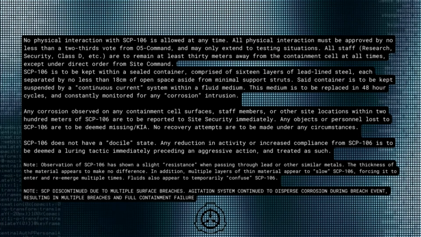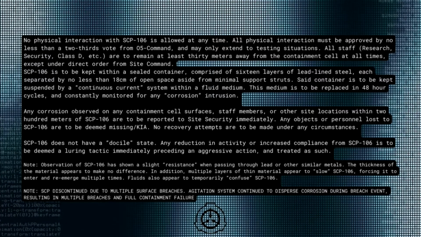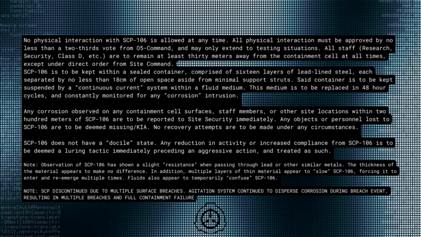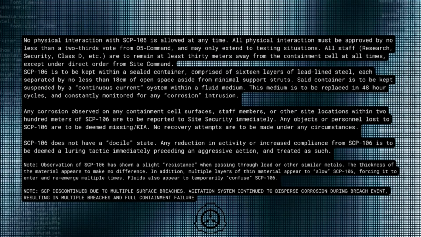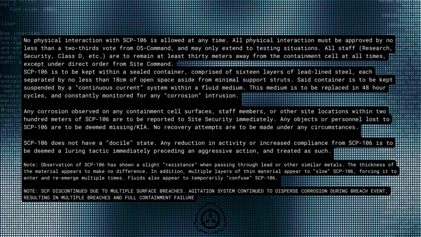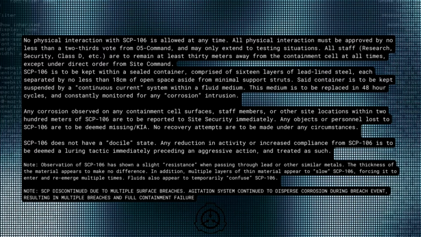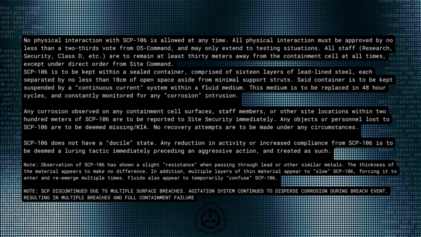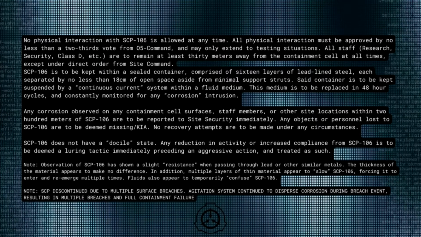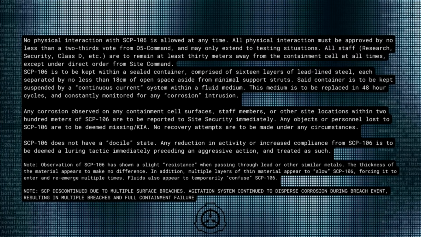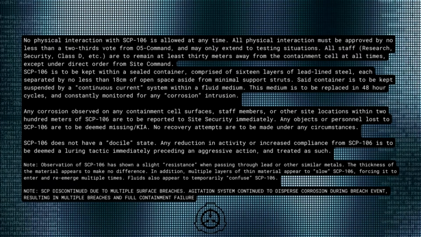Any corrosion observed on any containment cell surfaces, staff members, or other site locations within 200 meters of SCP-106 are to be reported to site security immediately. Any objects or personnel lost to SCP-106 are to be deemed missing/killed in action. No recovery attempts are to be made under any circumstances.